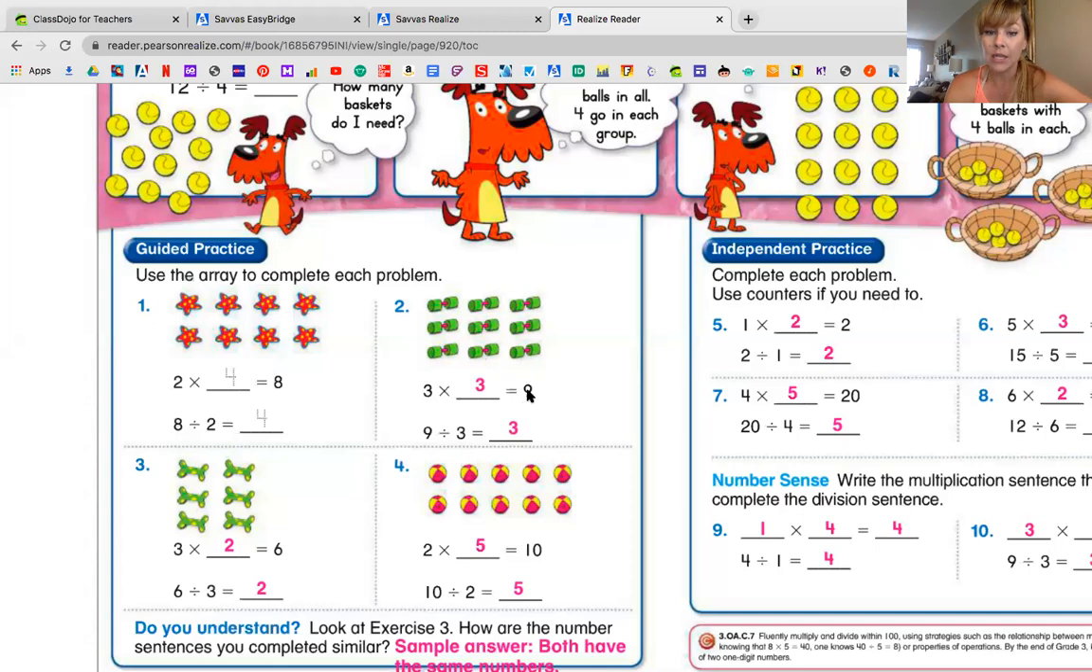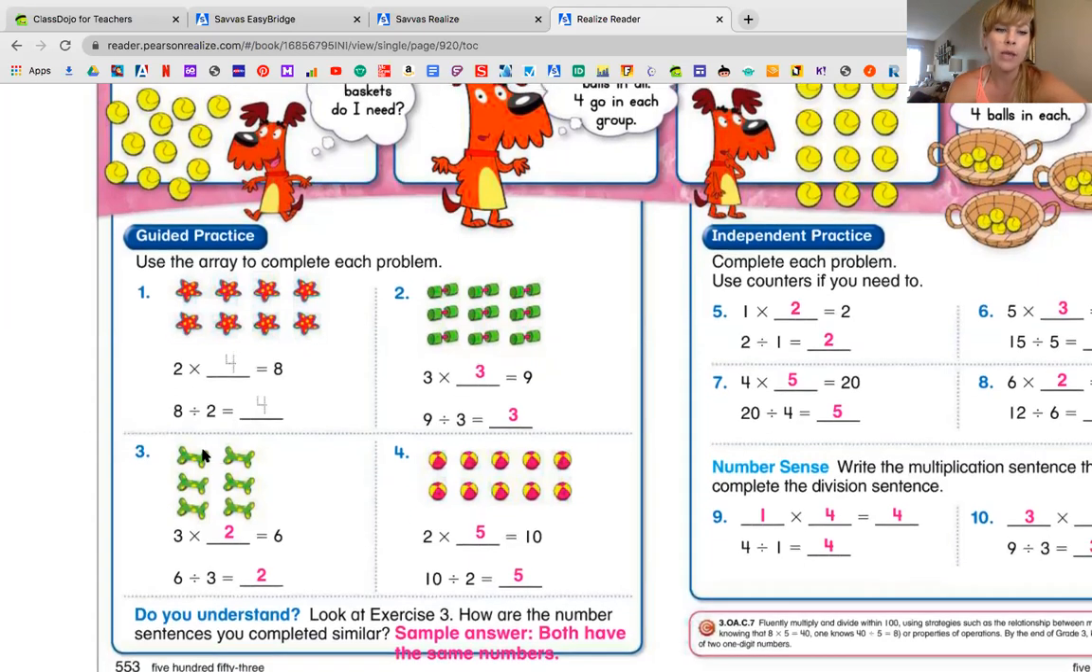Another way to look at it is I use the number 9, I use the number 3, and I use the number 3. You're reusing the same numbers, like when we did the addition sentence and turned it into subtraction, you're reusing them. They're related facts, okay? So here you have 3 rows of 2. 3 rows of 2 is 6, and 6 divided by 3 is 2.